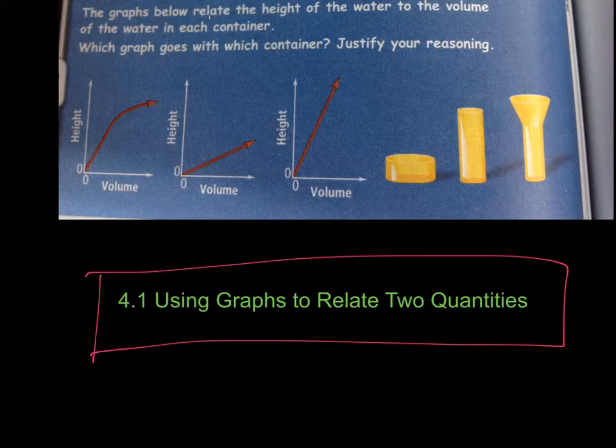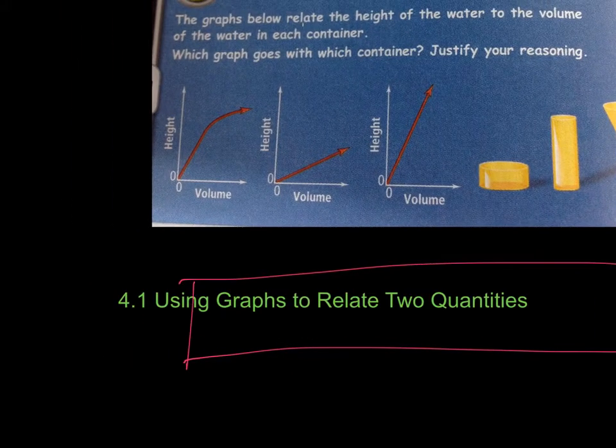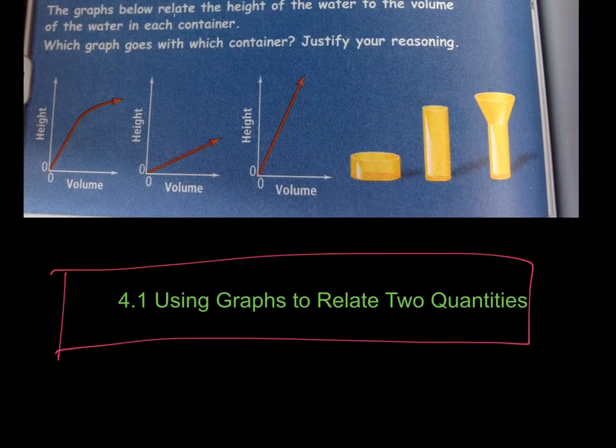Okay, so let's look at this example. The graphs below relate the height of the water to the volume of the water in each container. Which graph goes with which container? And we want to justify our reasoning or explain why. So we have these three graphs, and we have these three containers, and we want to match the container with the graph.